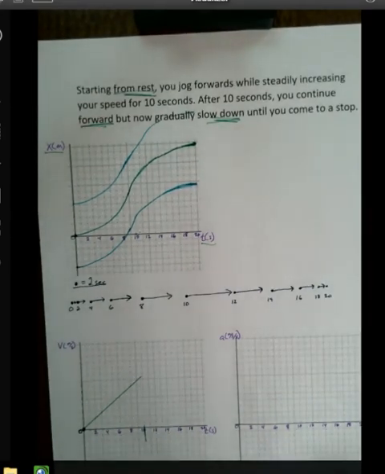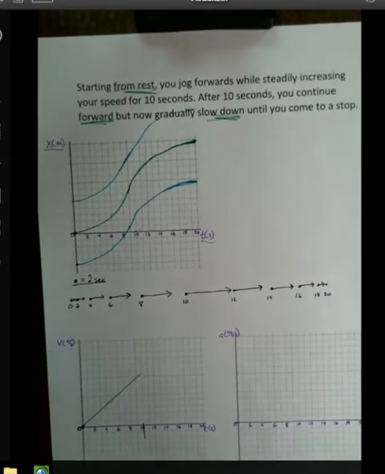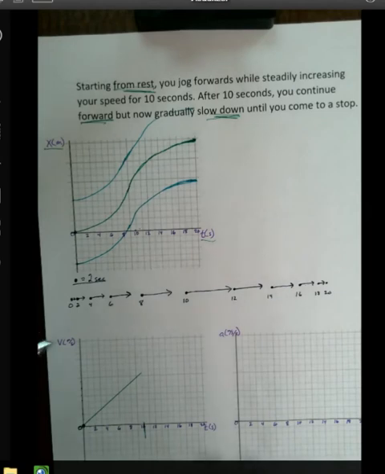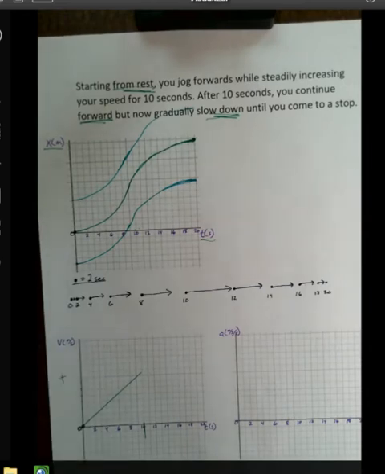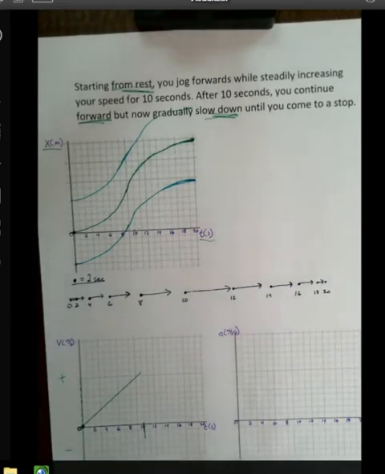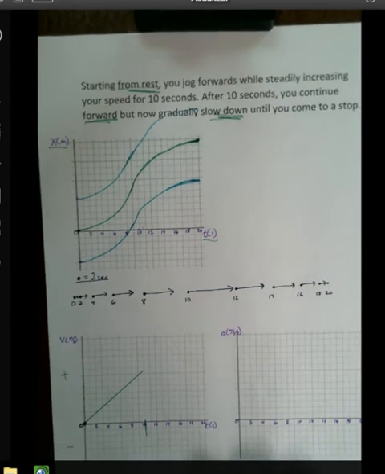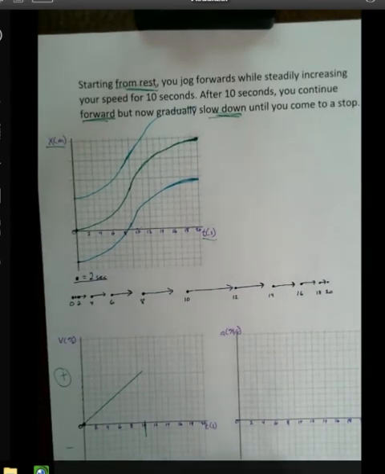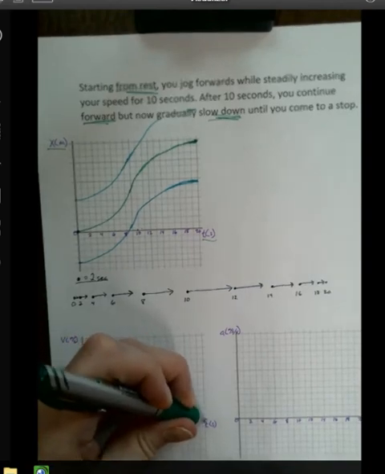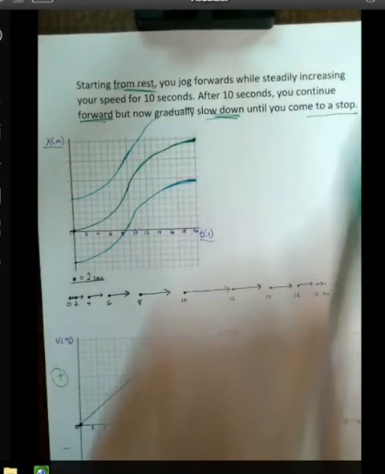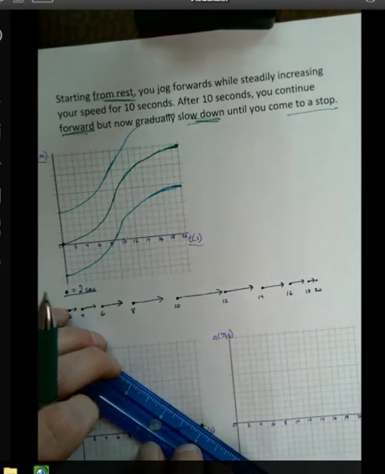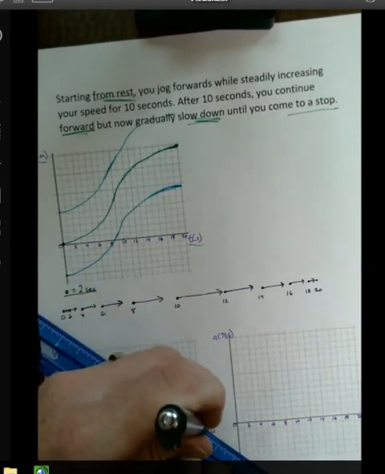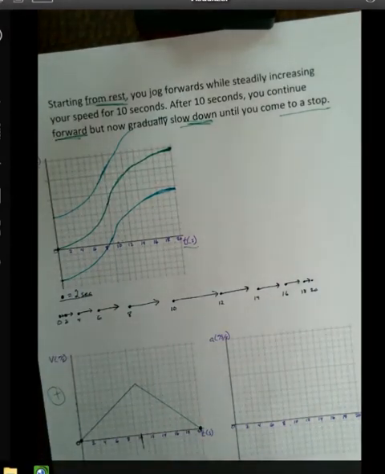Now for the last 10 seconds, we're still moving forwards, and we can tell on a velocity versus time graph forwards versus backwards by looking at the sign of the velocities. Above 0 are positive velocities, below 0 are negative velocities. Negative velocity is going backwards, positive velocity is going forwards. So I still need positive velocities, but getting closer and closer to 0. And by the time of 20 seconds, I should end up back at a stop again because we come to a stop in the end. And so now I need to draw a line that goes back down to 0 meters per second.